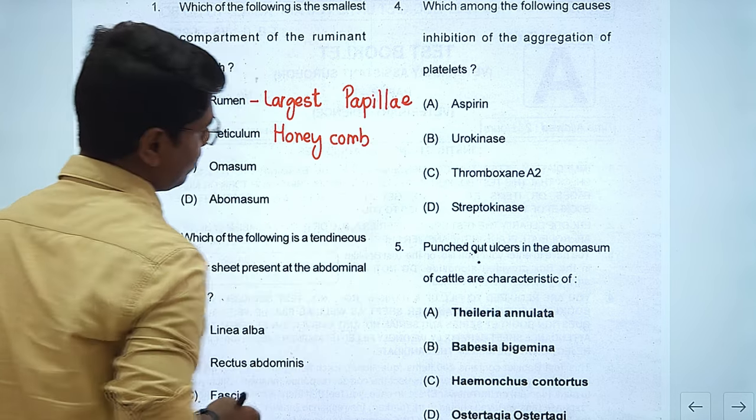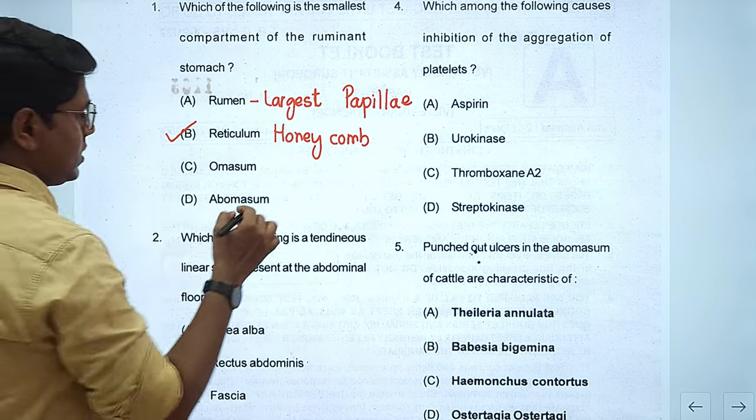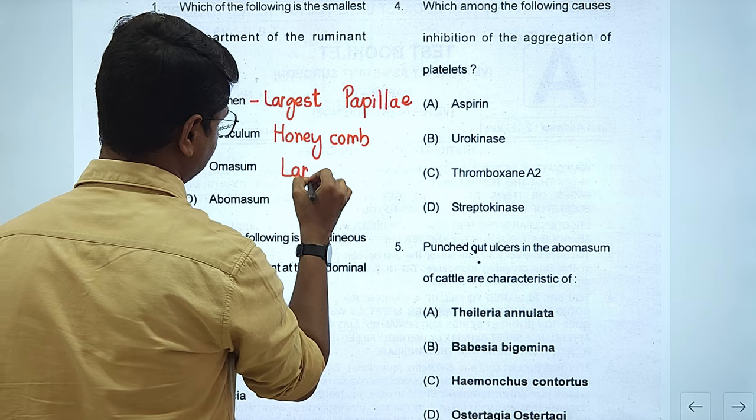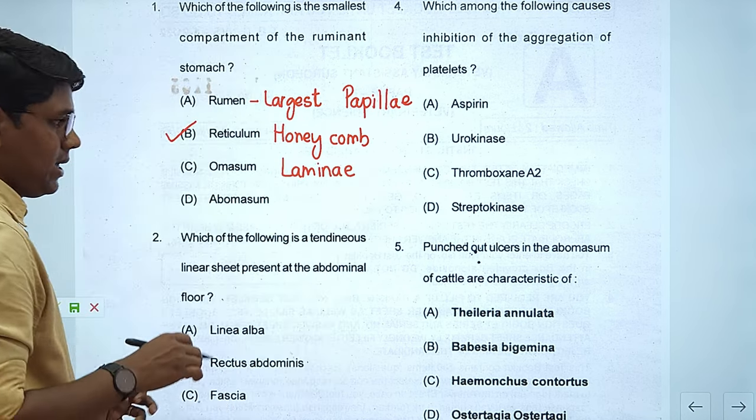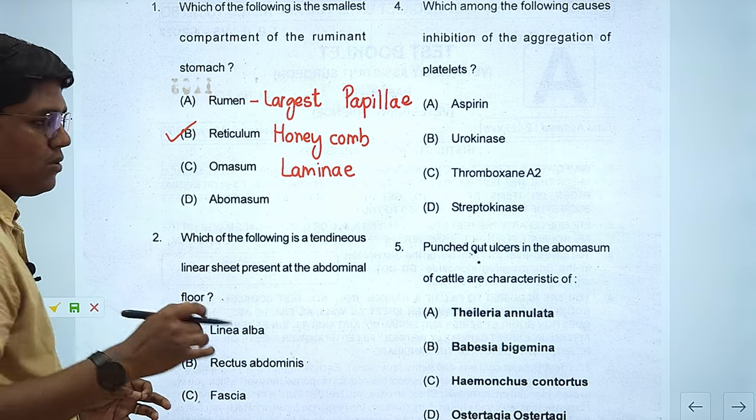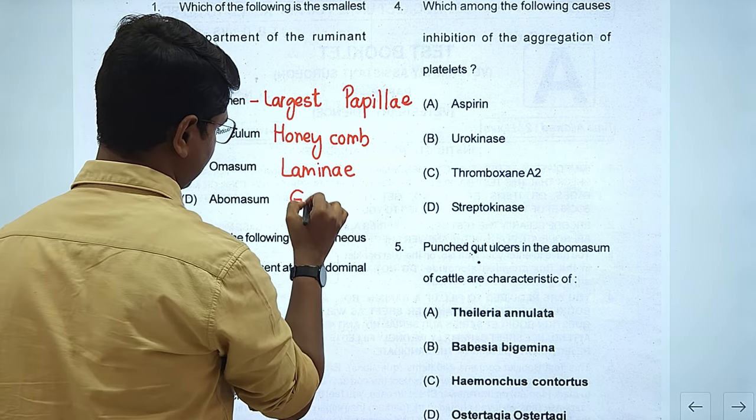In omasum you will find different folds which are called laminae. It can be primary, secondary and tertiary. Abomasum is the true stomach, which is basically the glandular stomach.